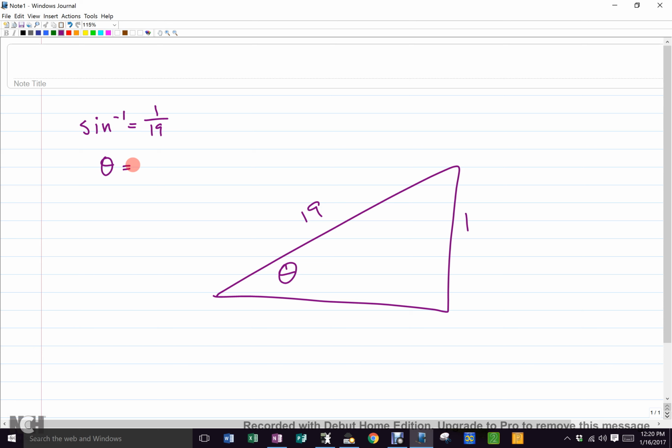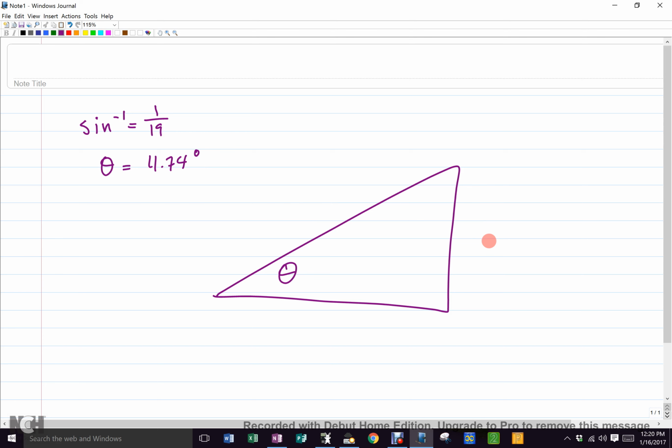Shift. Sine. 1 divided by 19. 4.74. 4.74 degrees, yes? Now, I wanted to know how far horizontally I go if I drive how far down the road.